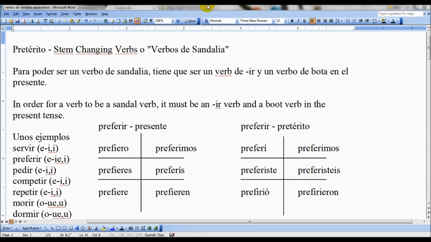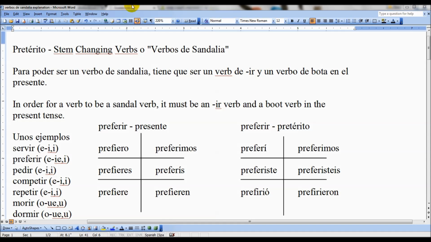So if it's an AR or ER verb, it cannot be a preterite stem changing verb. If it's an IR verb, but not a stem changing verb in the present tense, it also cannot be a stem changing verb in the preterite. So for example, vivir, while it's an IR verb, it is not a stem changing verb in the present tense, so therefore it cannot be a stem changing verb in the preterite.